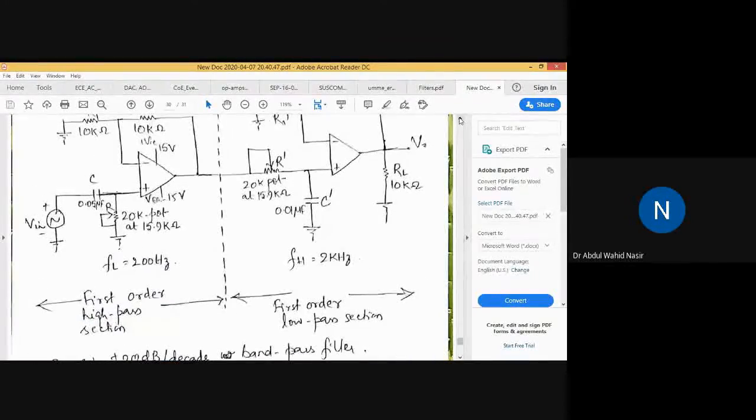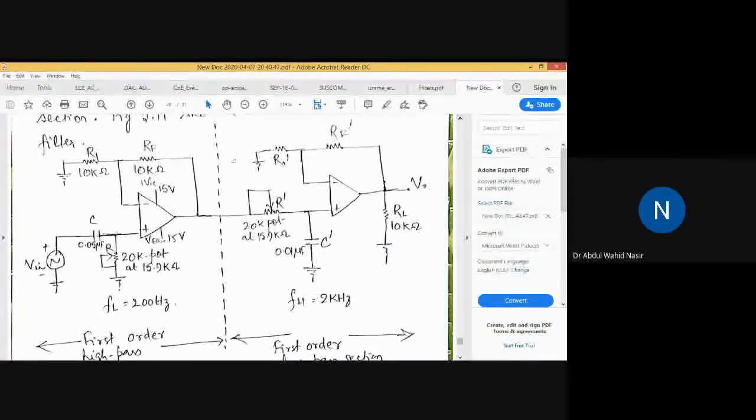Already I told you that for the high pass filter you will have FL, the low cutoff frequency. That low cutoff frequency can be determined using the values of R and C in this case. Now in this second half circuit, where we have a low pass section, we will have FH, the high cutoff frequency, whose value can be determined using R dash and C dash. Clear? So here we will give the V input and here we will get the V output.